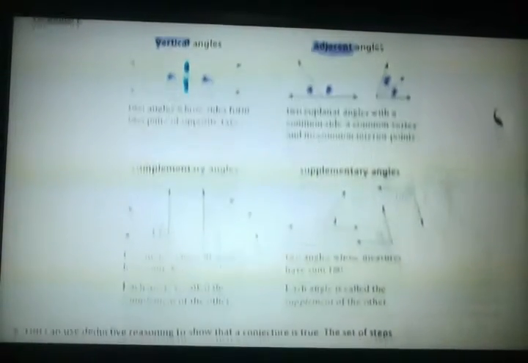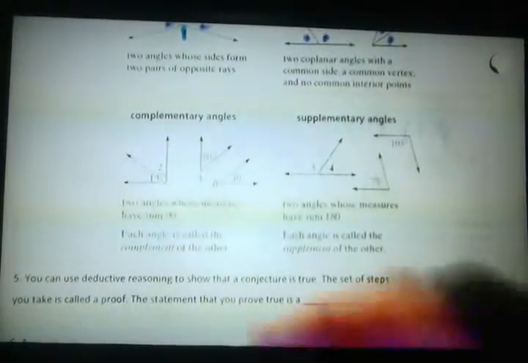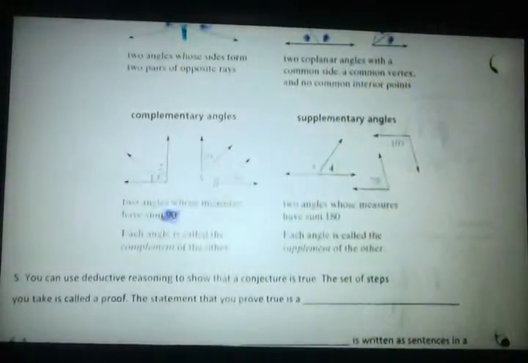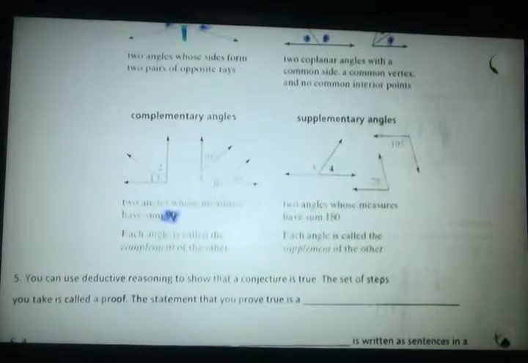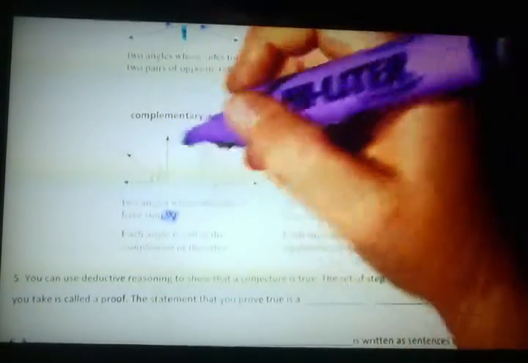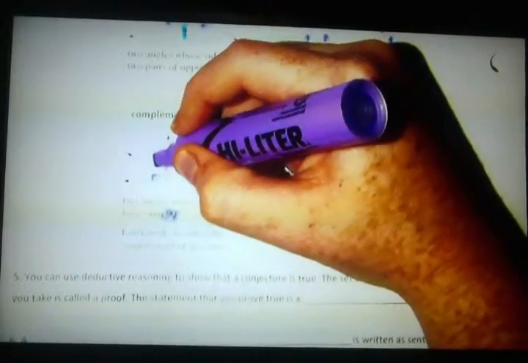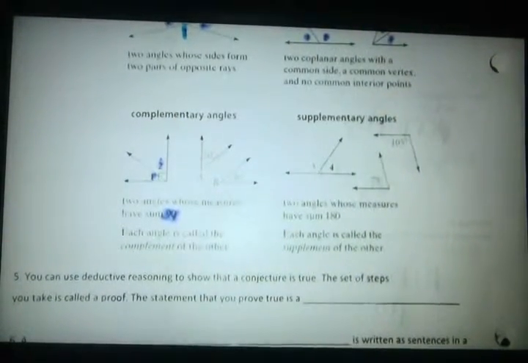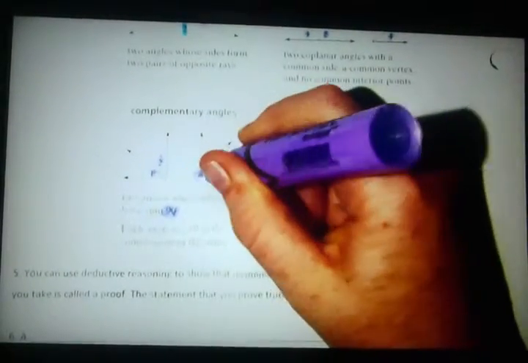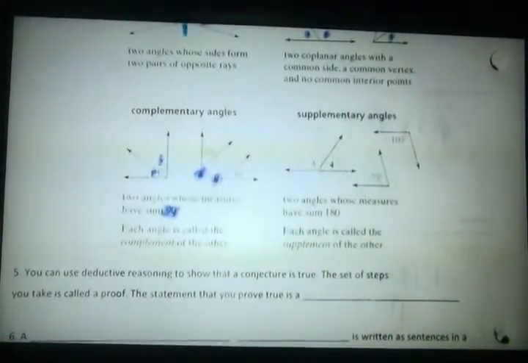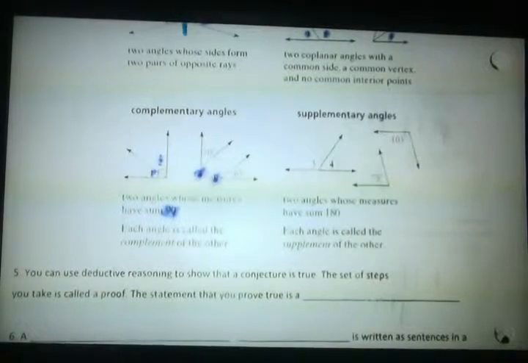Complementary angles, they add up to 90 degrees. So any angles that add up to 90 degrees, they don't have to be touching. Okay? In this case, 1 and 2 are touching ones. So those would be complementary adjacent angles. And then A and B are complementary, but they're not touching. So A and B are complementary too. Those are non-adjacent complementary angles.